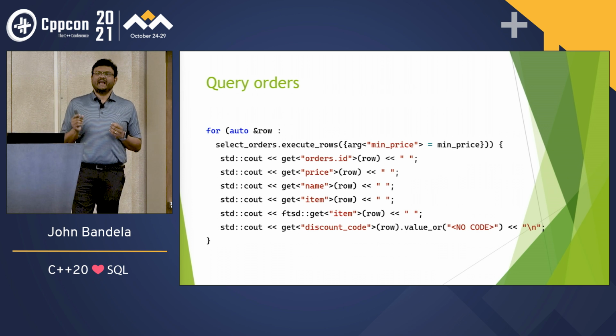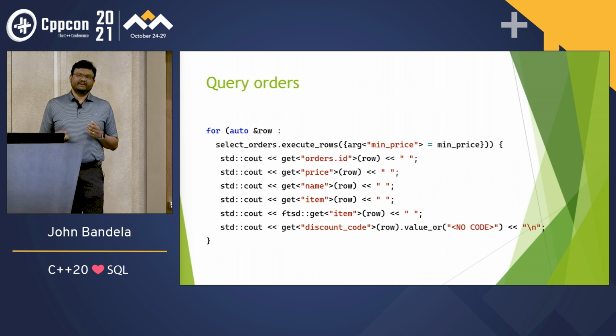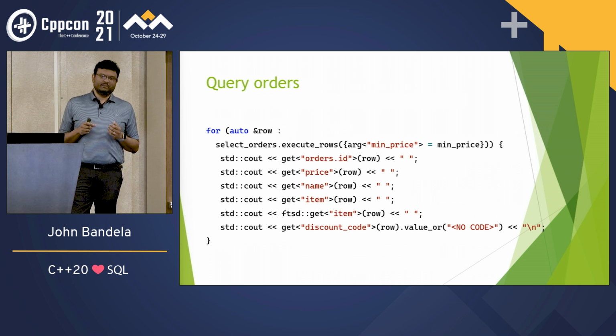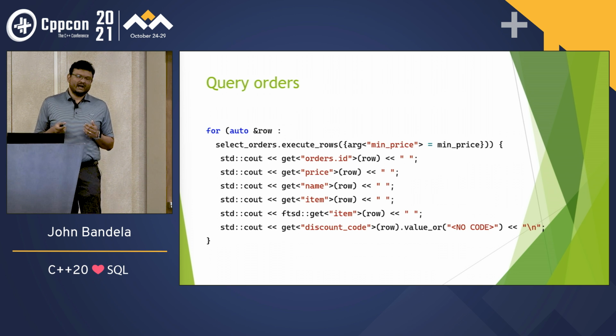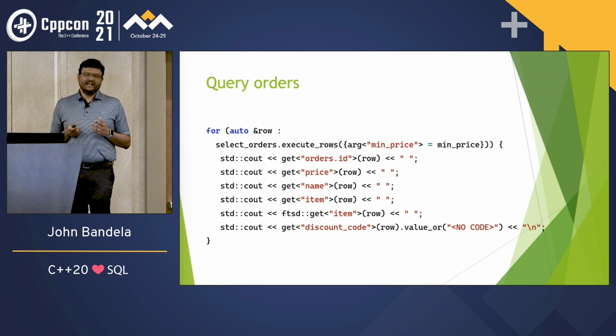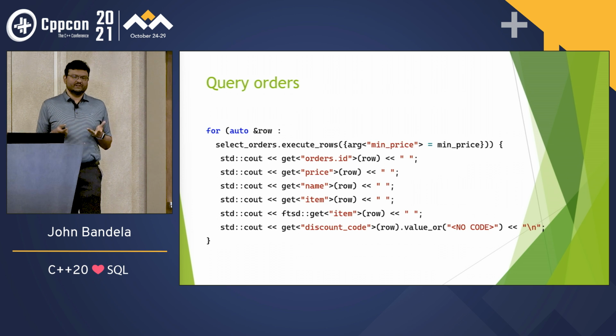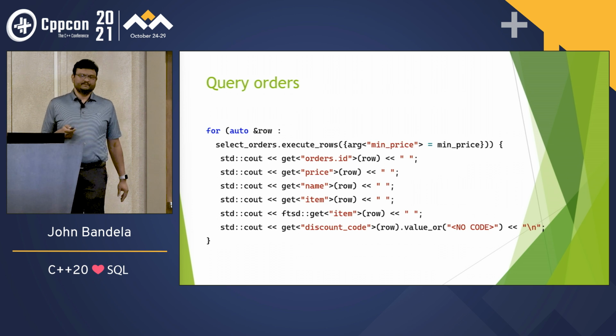And if we get the names wrong, again, we'll get a compile time error, not a runtime error. And the types are what you specified. So for the discount code, it gives you an optional double. For the item, it gives you a string view. For the order ID, it'll give you an order ID. It'll give you an integer, and sorry, discount code will give you an optional string view.